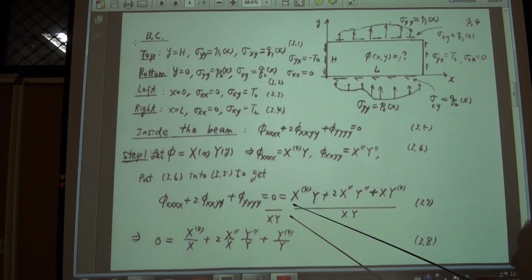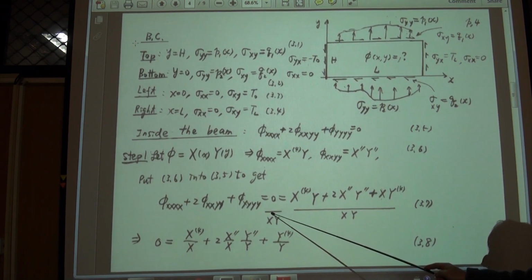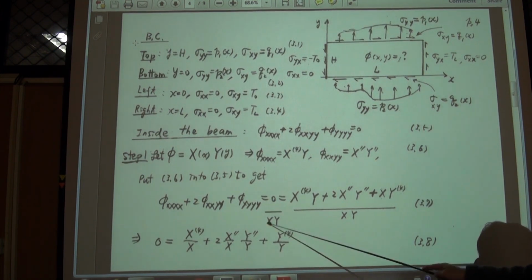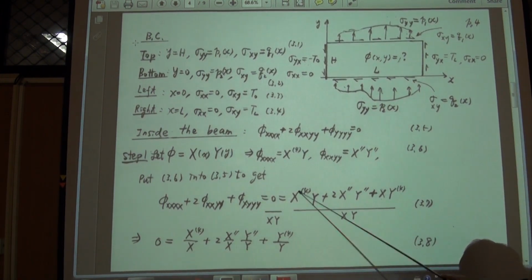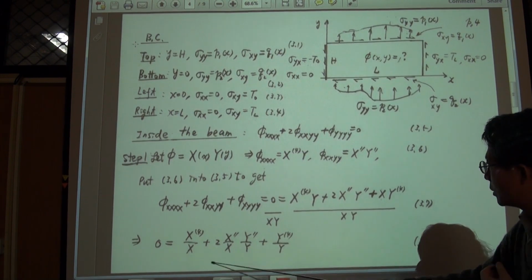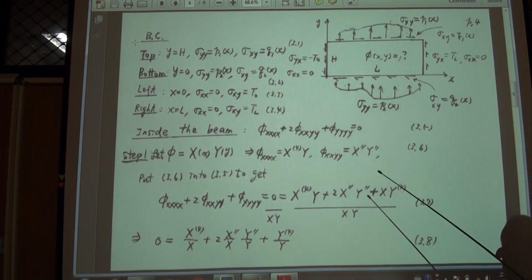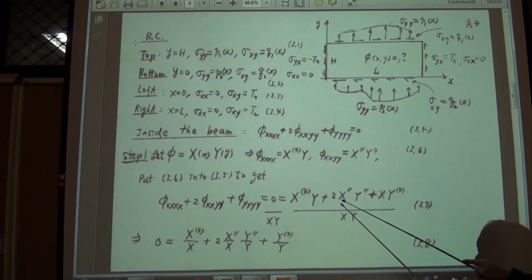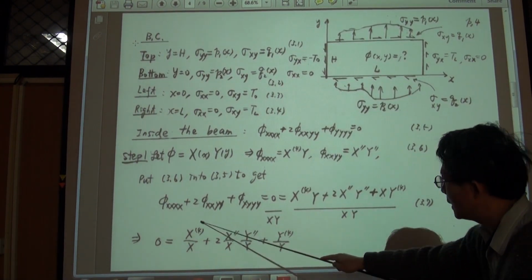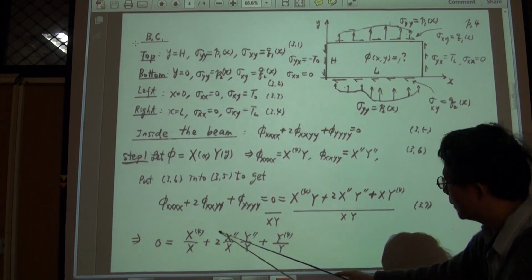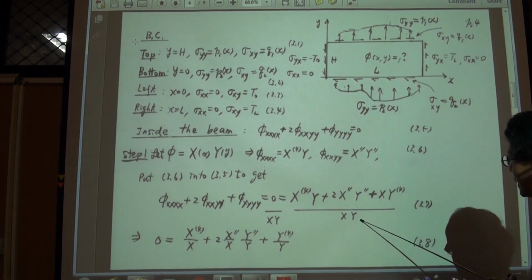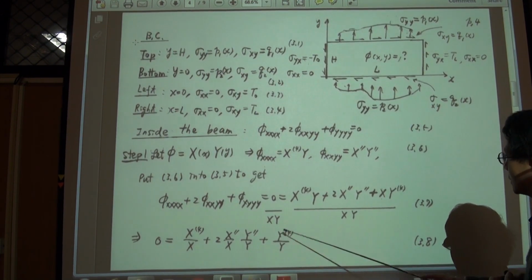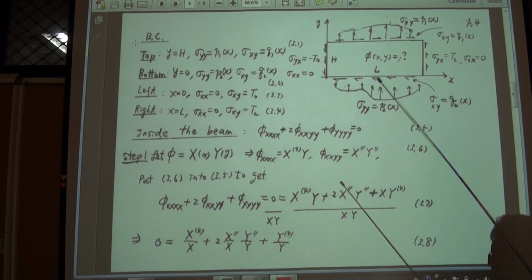Now divide the left hand side and right hand side of the equality by the same quantity, X Y. This one equals 0, and this one will equal this one. Let us do it term by term. This one divided by this, Y and Y cancel out, so it becomes this. And this one divided by this one, X and X cancel out, so Y remains. So this is this.